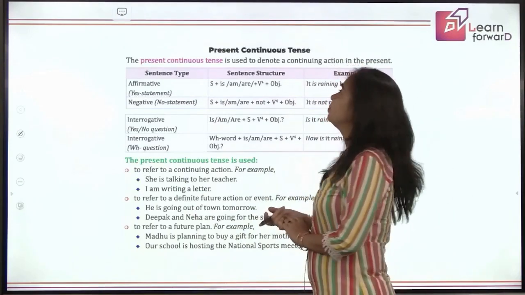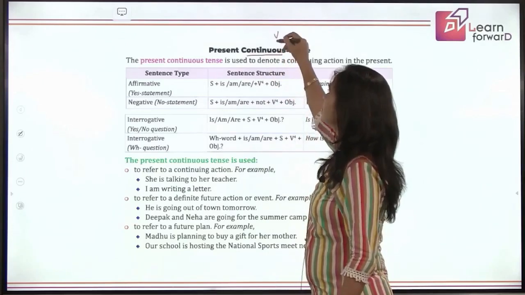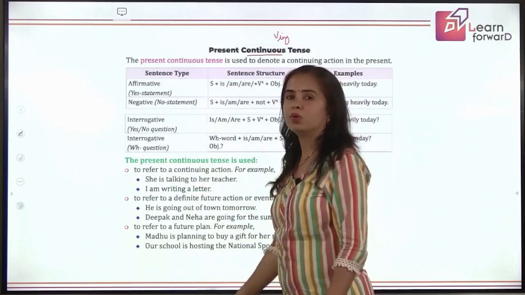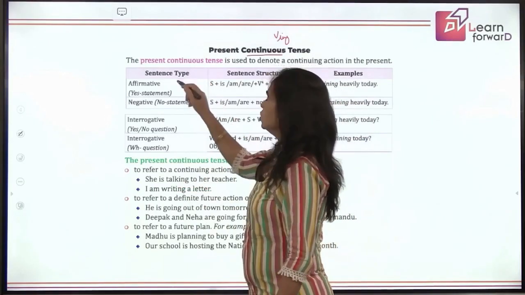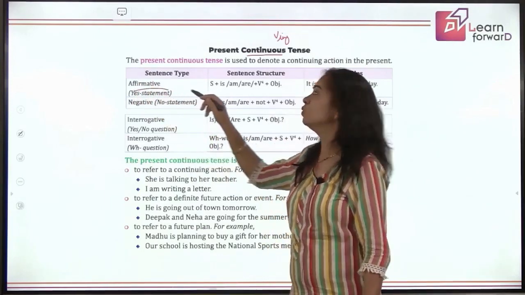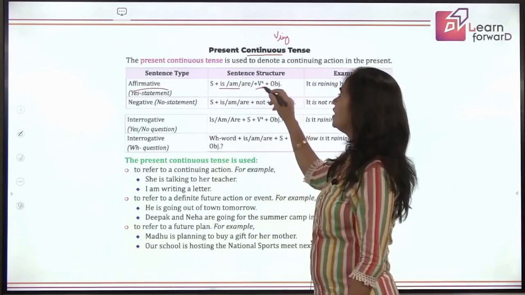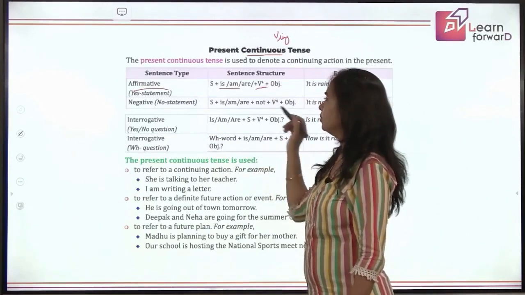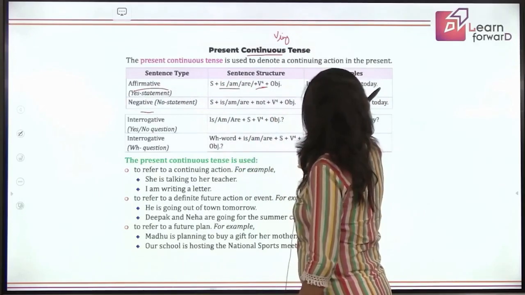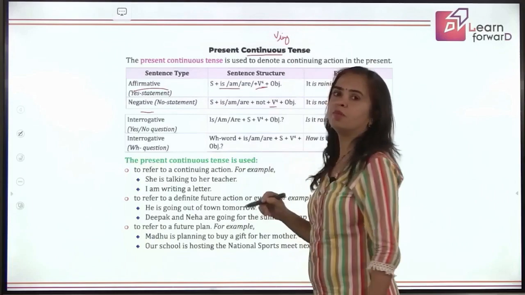Coming to the next, present continuous tense, and continuous always means the ing form of verb. It shows the action in progress. Okay. So what is the structure here? In affirmative sentences, we use is, are, am with the ing verb. V4 means the ing form of verb. In negative, after the helping verb, you will use not. So is, are, am plus not plus ing form of verb.